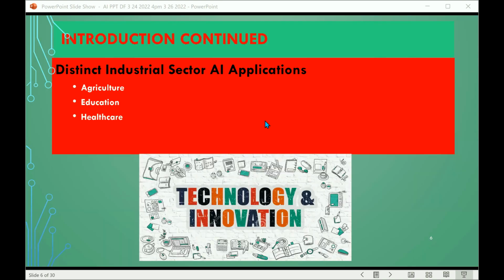Okay, distinct industrial sector AI applications. There's 3 of them we're going to discuss: agriculture, education, and healthcare.